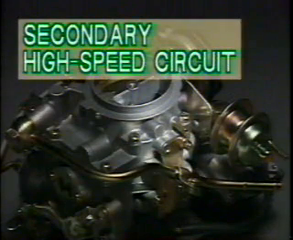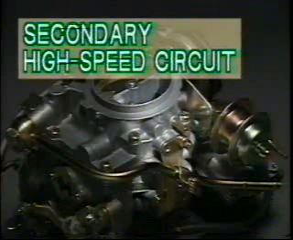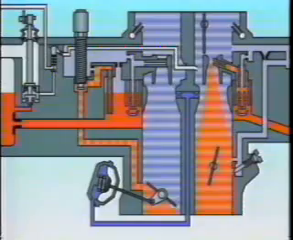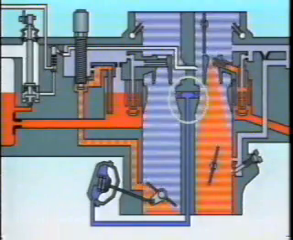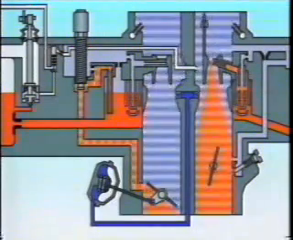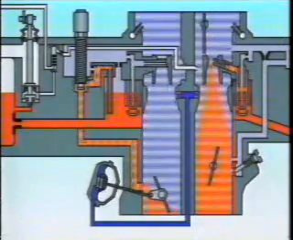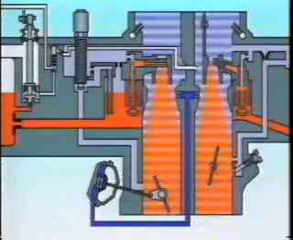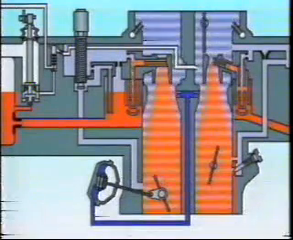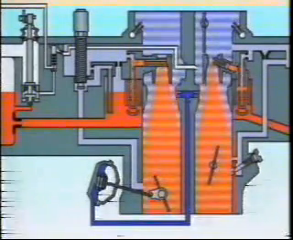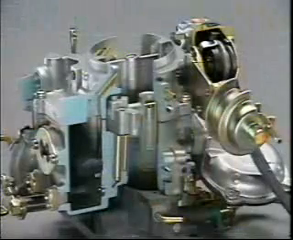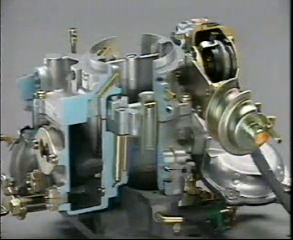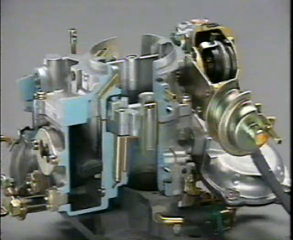Now let's move on to the secondary high-speed circuit. When the secondary throttle valve starts to open, a vacuum is created by the vacuum bleeder. This is strengthened by the diaphragm, which causes the second throttle valve to open further. The fuel is injected from the secondary main nozzle. In this way, both the primary and secondary barrels work together to produce the air-fuel mixture necessary for high power.